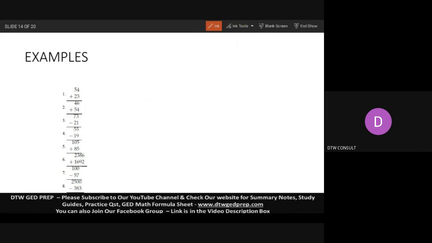Question 8. You have 2,500 minus 383. So you align them this way: ones together, tens together, hundreds together. Same thing, 0 minus 3 cannot, because 3 is bigger. You can't take away 3 from 0. 3 is bigger than 0. So we move forward to borrow 1.